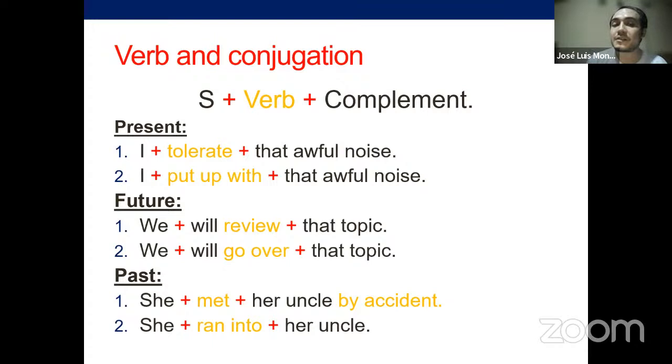So in present, tolerate, what is the phrasal verb to say tolerate? Put up with. 3 words. So you can say, I tolerate that awful noise every day, or I put up with that awful noise every day, present. In future, another one, we will review that topic. What is the phrasal verb for review? We saw that. Go over. We will go over that topic.